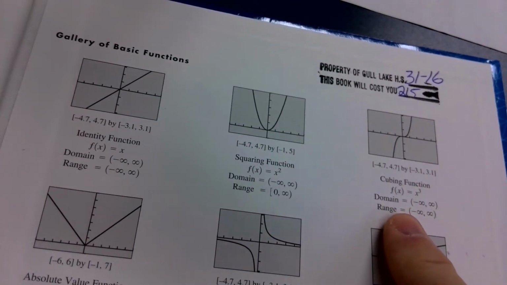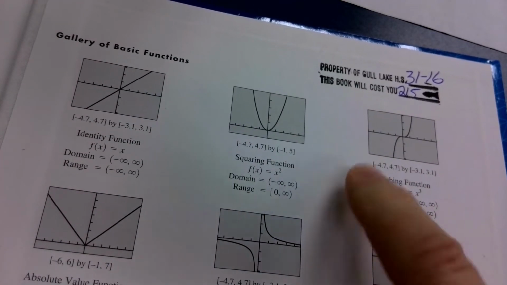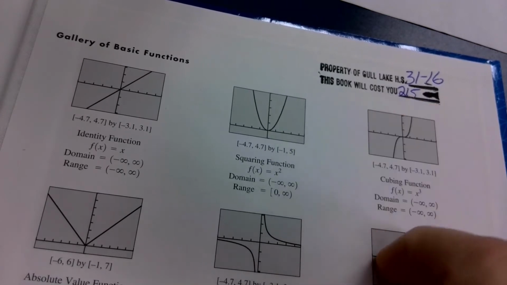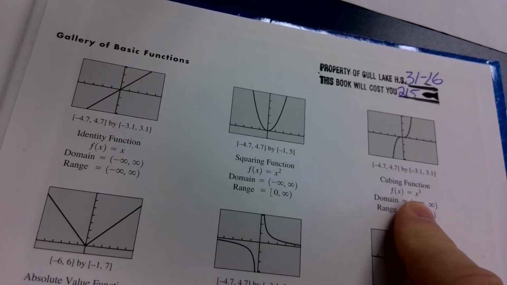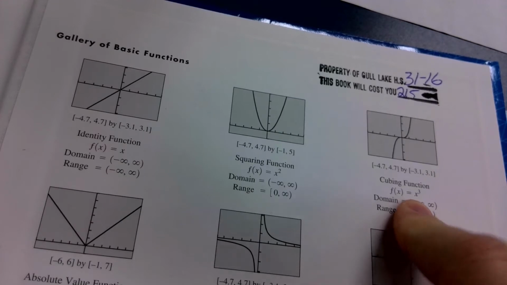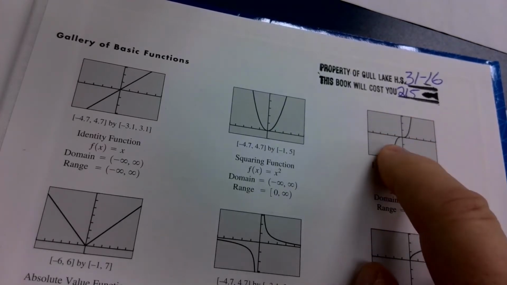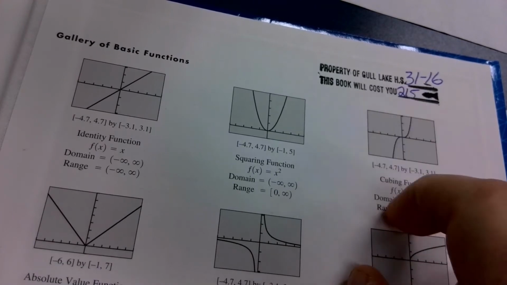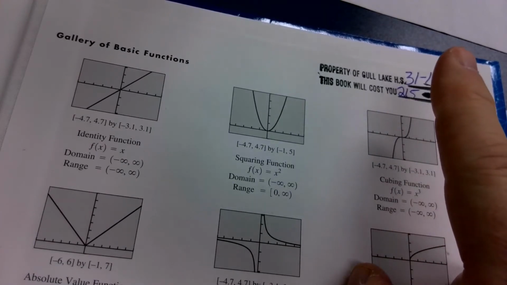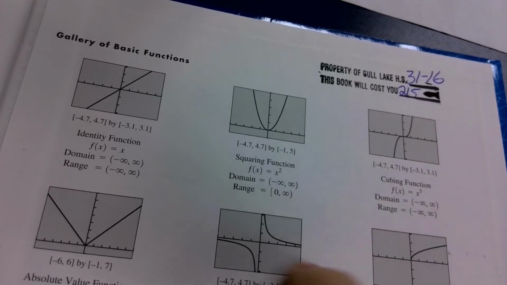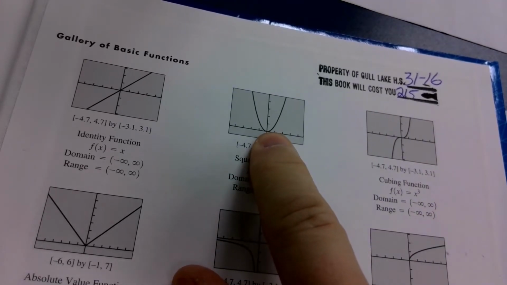Okay, number three, the cubing function. I'm going to go pretty quick on these ones. A cubing function looks like this, and it takes any x value and raises it to the third power. This one is an odd function. Also, it has rotational symmetry about the origin. It has no maximums or minimums. They go maximum all the way up, minimum all the way down. This, of course, does have an absolute minimum, and that value is zero.